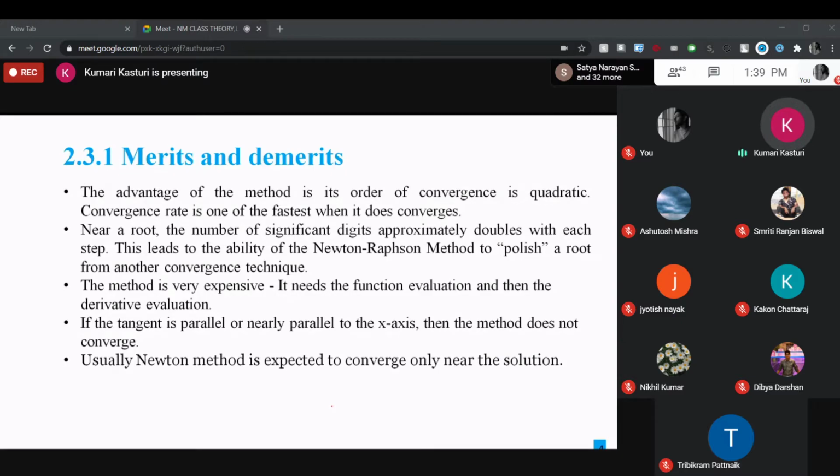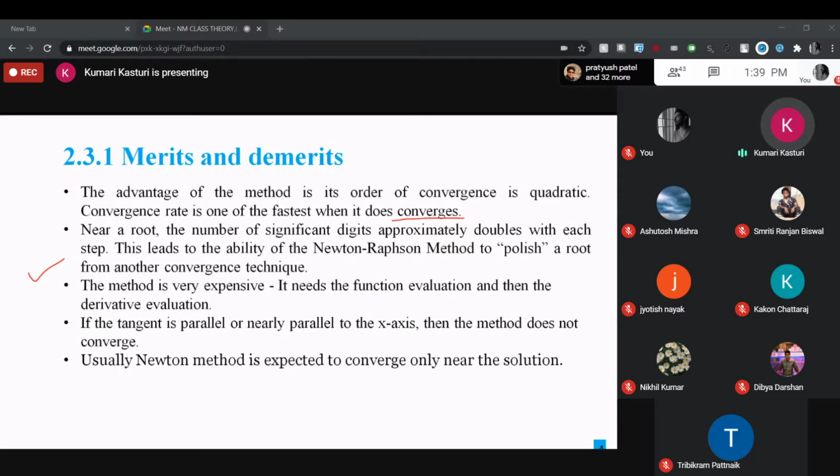So this is the advantage and disadvantage. This may be asked to you as a 2 marks question. For every method, please carefully follow this. The advantage of this method is the order of convergence is quadratic. The convergence rate is one of the fastest when it converges. These are the theory questions that may be asked to you. Just write down 2 to 3 points on merits and demerits of Newton-Raphson's method or bisection method. In that lecture note, I also provide these things, so please go through that before your exam.